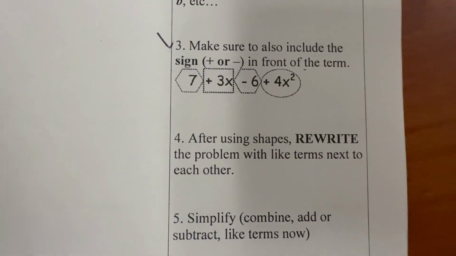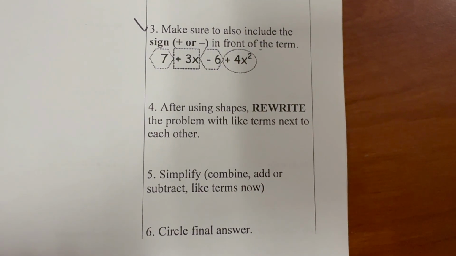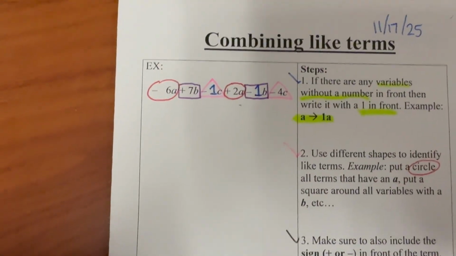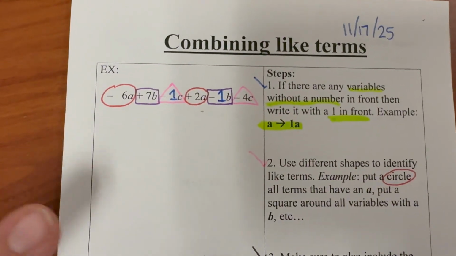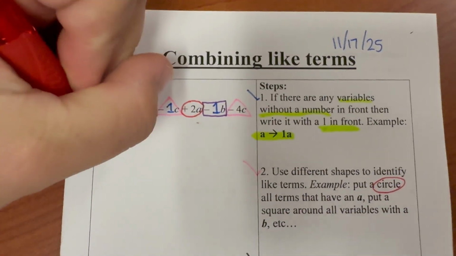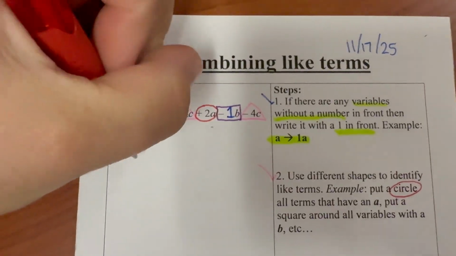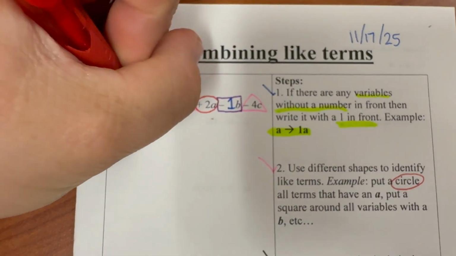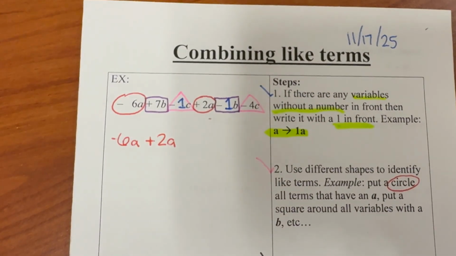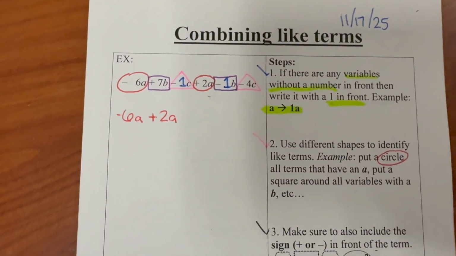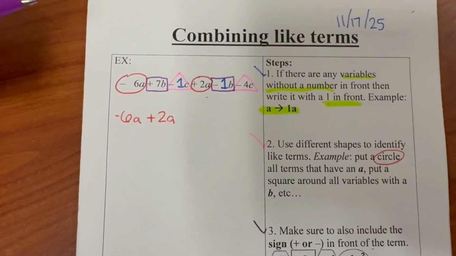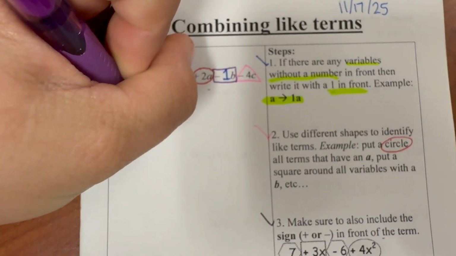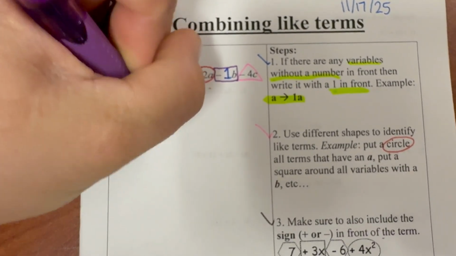And then it says after using shapes, rewrite the problem with the like terms next to each other. So let's go ahead and do that step. So all of the things that are circled, we want to write them next to each other. So a negative 6A and a positive 2A. So we want to write that next to each other. And then we have 7B. And we have negative 1B.